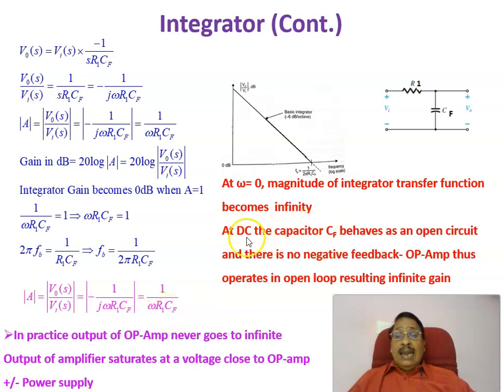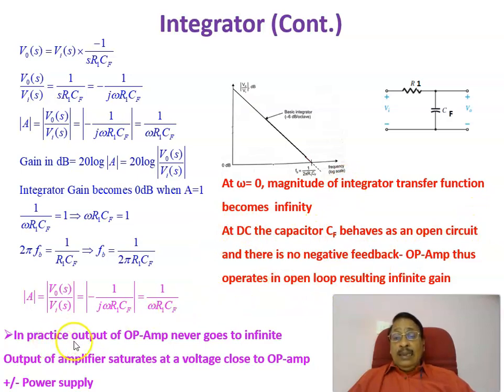Another point is that if there is a DC voltage at the input side, then the feedback capacitor gets open circuited, because for a DC voltage the reactance will be infinite. The feedback capacitor behaves as an open circuit, and there is no feedback for the DC signal, so the op-amp operates as an open loop, resulting in infinite gain. The output will be very large, driving the op-amp into saturation.